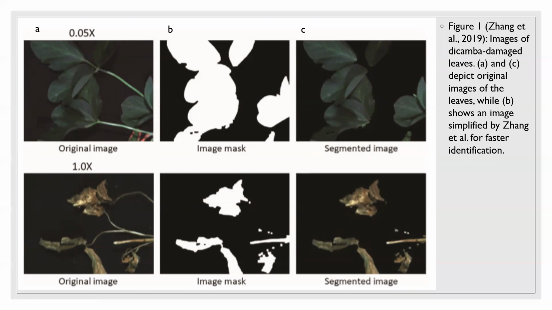So what's shown here is on the top you have a cutting from soybean, and on the bottom you have that soybean after it was exposed to a certain amount of dicamba, and that's in columns A and C. And then column B is a simplification of these images down where it basically just highlights the leaves, and using that they were able to make processing these images much faster and make it much easier for computers to identify which leaves have been damaged.